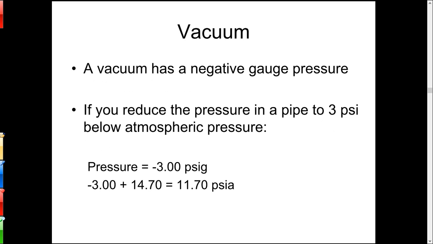So a vacuum has a negative gauge pressure. So if you reduce the pressure in a pipe to 3 psi below atmospheric pressure, the pressure would be minus 3 psi G, G for gauge. But it gets awkward working with negative pressures, so it's not uncommon to use absolute pressures when you're talking about vacuums. So in absolute terms, that would be minus 3 plus 14.7. That would be 11.7 psia. Okay, and that's when we really use these absolute pressures, when we talk about vacuums. So you could describe that pressure as either negative 3 psi G or 11.7 psia.